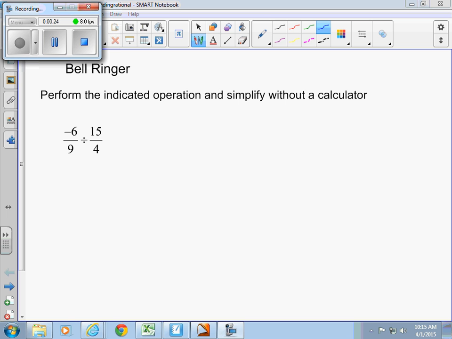I'm going to put my calculator away and pretend I don't have it, because with variables involved, you won't have a calculator. So we need to know what magic the calculator is doing. Well, first, what do I have to do? I have to flip the second fraction, and then change the division to multiplication. Good. Dividing by a fraction is the same thing as multiplying by its reciprocal. So we have to flip the second fraction.